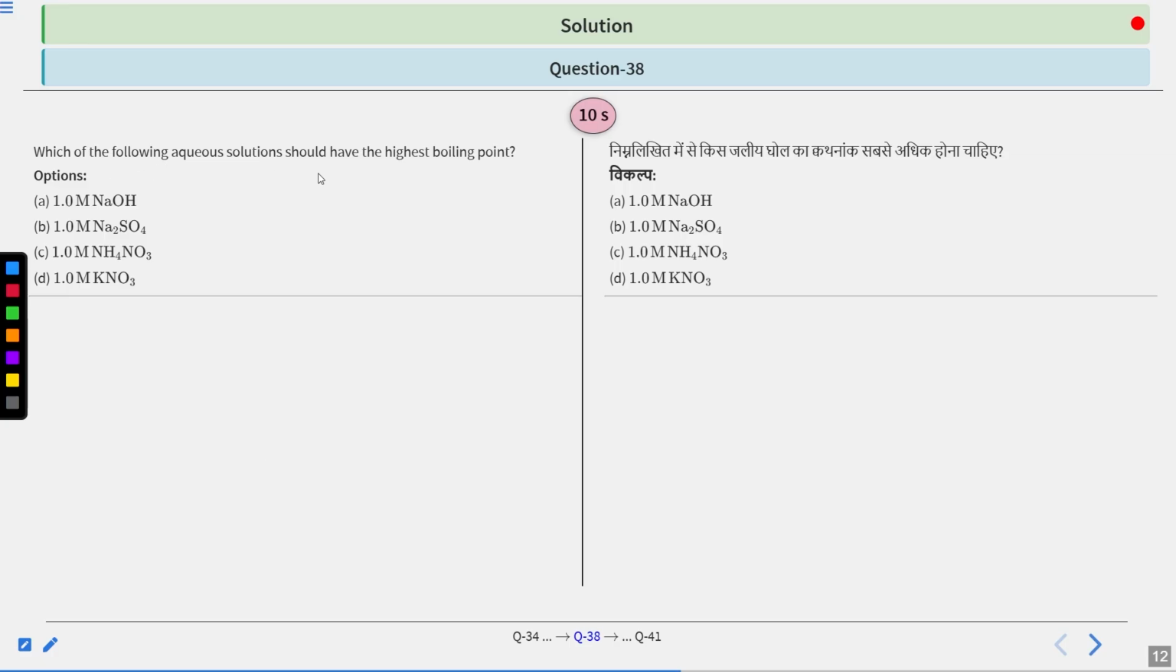Which one of the following aqueous solutions should have the highest boiling point? Your options are A 1 molar NaOH, B 1 molar Na2SO4, C 1 molar NH4NO3, D 1 molar KNO3. So the hint for this question would be that the van't Hoff factor is directly proportional to what? The van't Hoff factor is directly proportional to the elevation in boiling point, because delta T equals i Kb m. So the more the number of particles, the more your boiling point increases. The concentration of all of these is the same, so you have to only worry about the number of particles furnished by one molecule. So your 10 seconds to solve this question starts now.